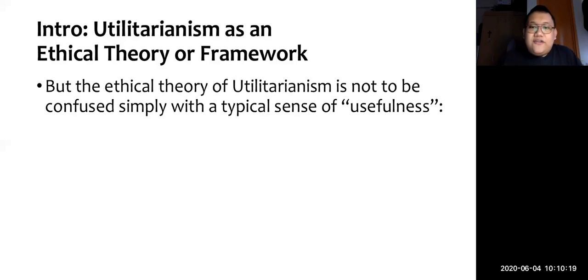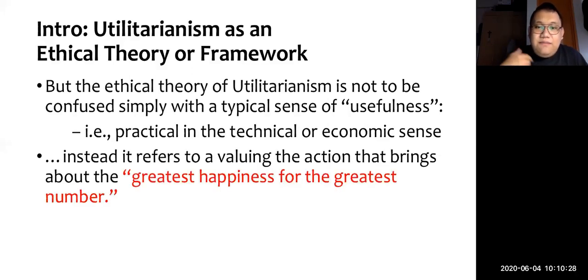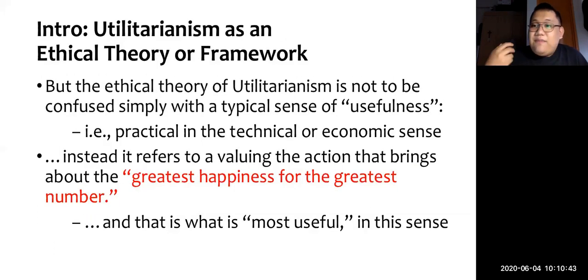But the ethical theory of utilitarianism is not simply usefulness. Let's qualify what we mean by usefulness here. It does not mean practical in the technical or economic sense. Instead, this refers to what we call greatest happiness for the greatest number. So this is what we mean by most useful. It doesn't mean useful for myself. Utilitarianism is a framework that glorifies the concept that as long as you distribute happiness to a greater number of people, then your actions are moral.